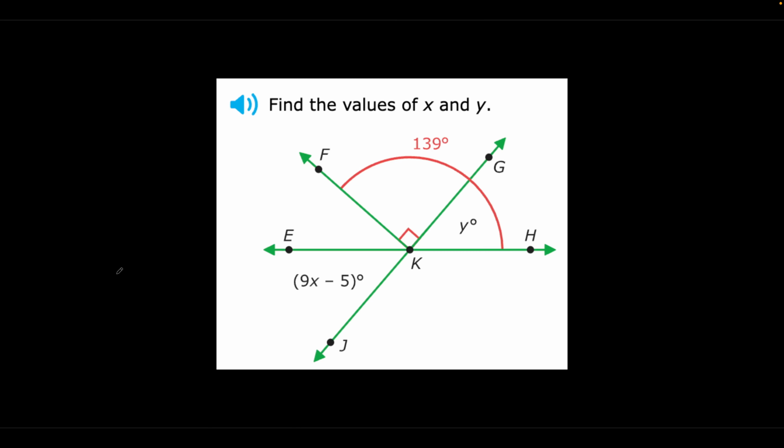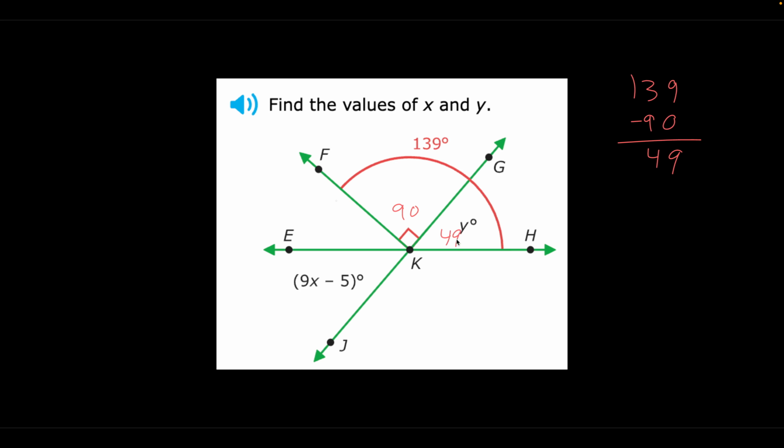All right, for this type of problem, it says find the values of x and y. So which one can we find first? Well, maybe the easiest one is to find y first, because I know that from here to here is 139 degrees, and I know this is 90 degrees. So take off the 90, which would give me 49. So that's y, 49 degrees.